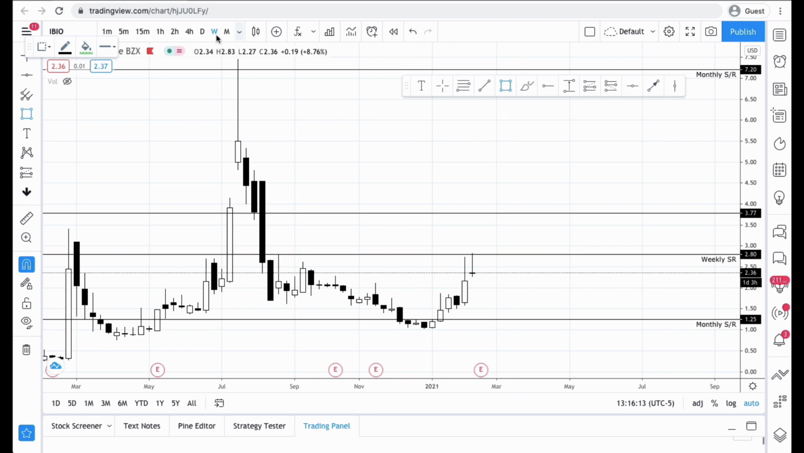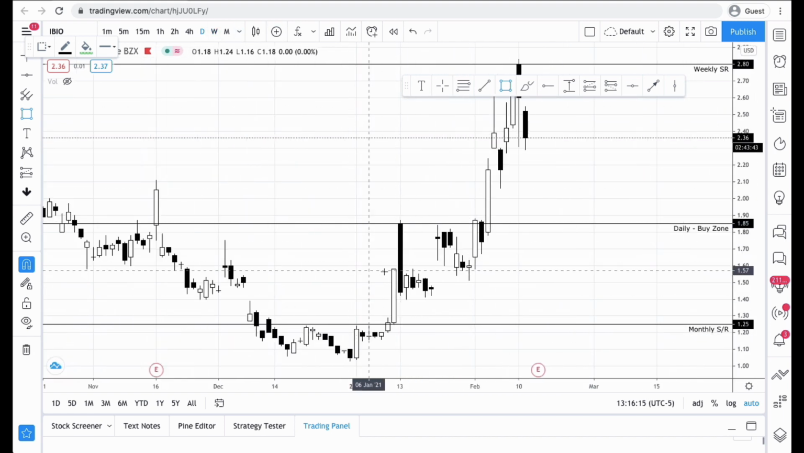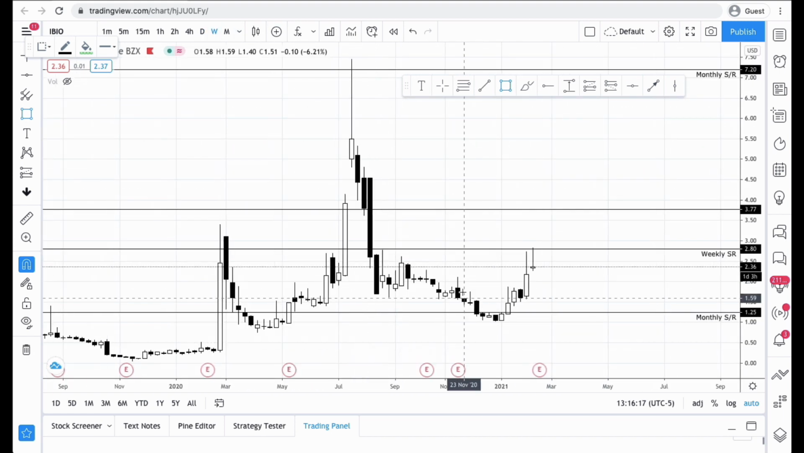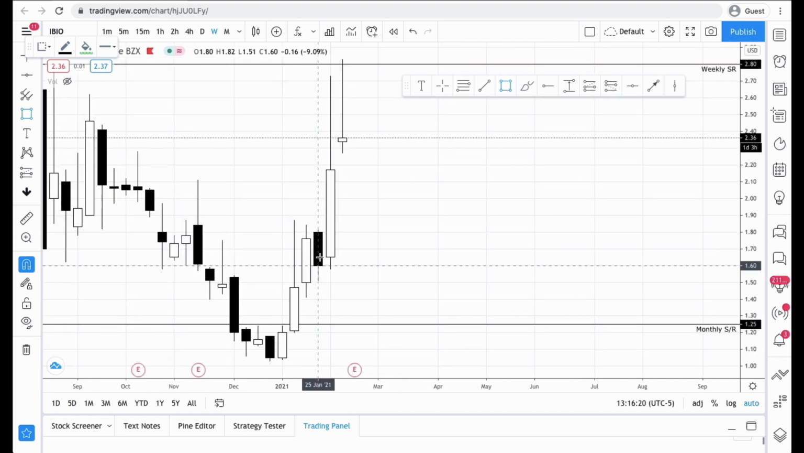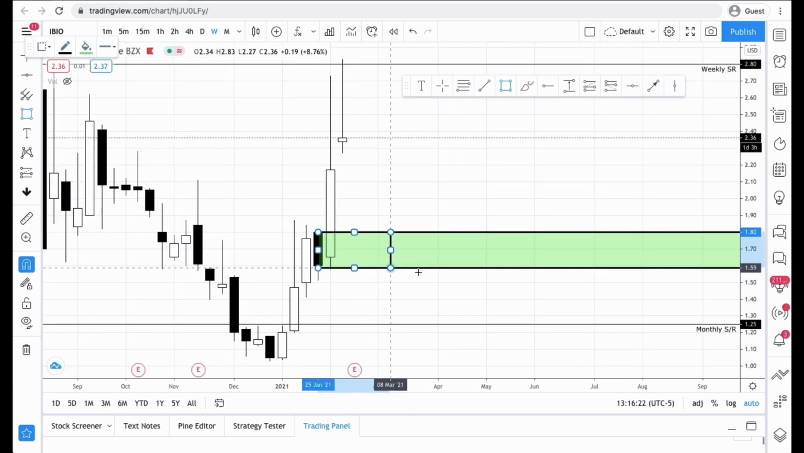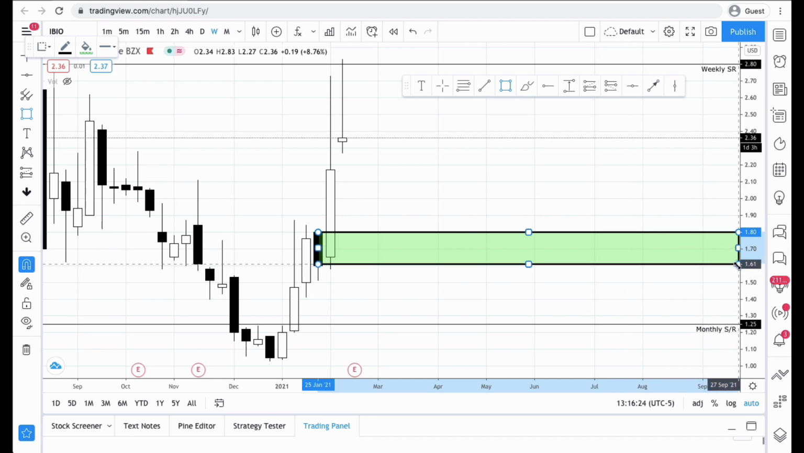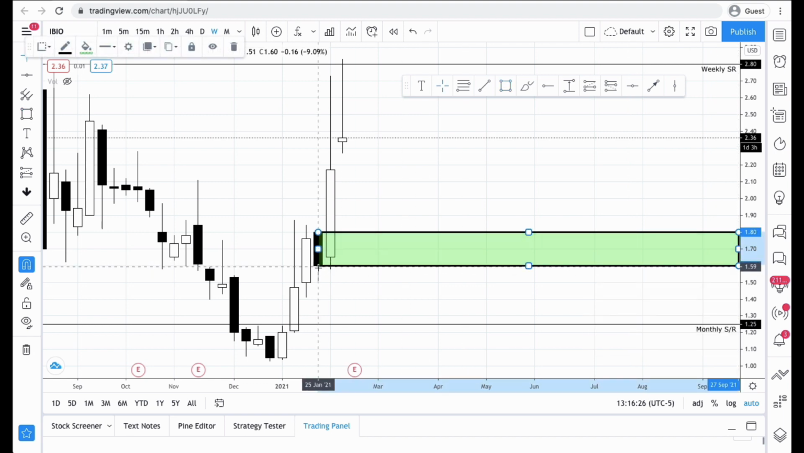So on the daily, there really wasn't a clear place for me to place my zone. So I'll go out to the weekly, and what I see is this red candle. I call it a black candle for me, but I see this red candle. I don't know why that line's so thick.